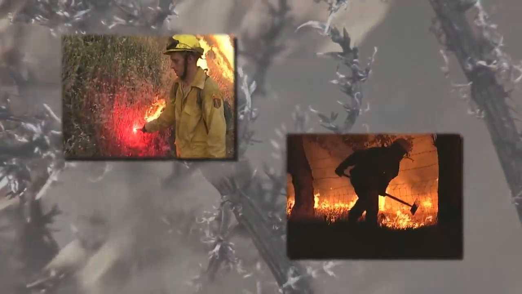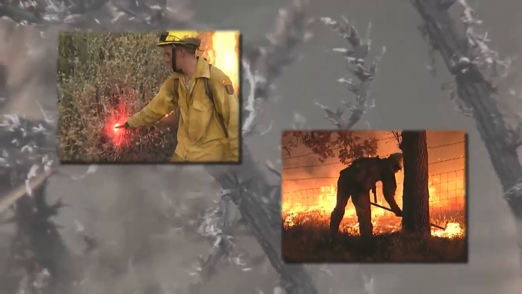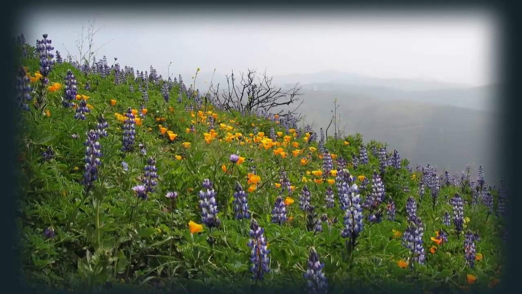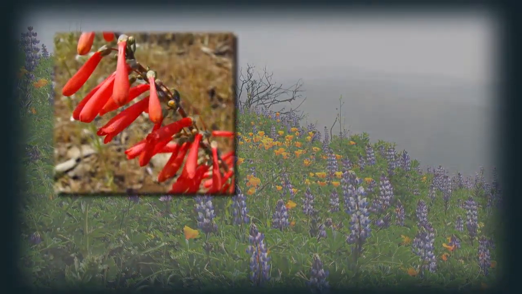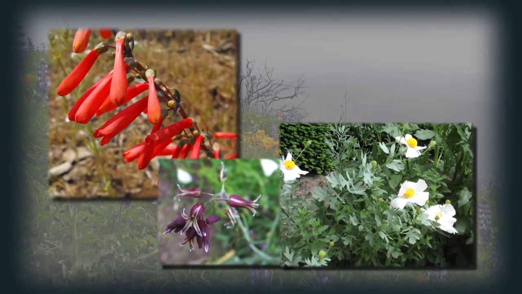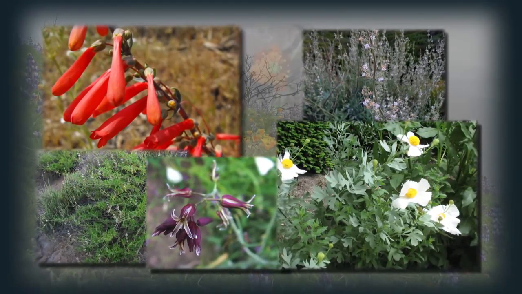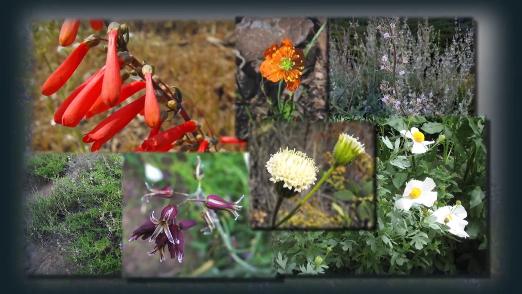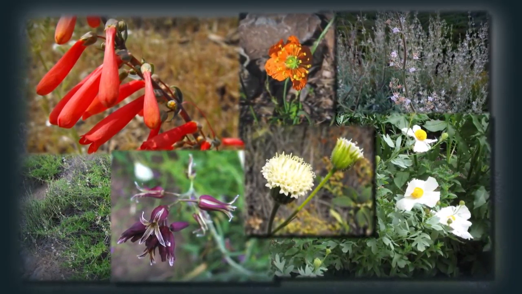Fire can also be used as a management tool to give native plants an edge. For example, many chaparral wildflowers such as penstemon and Matilija poppies are stimulated to germinate by chemicals in smoke and ash. Burning helps such plants renew their populations.